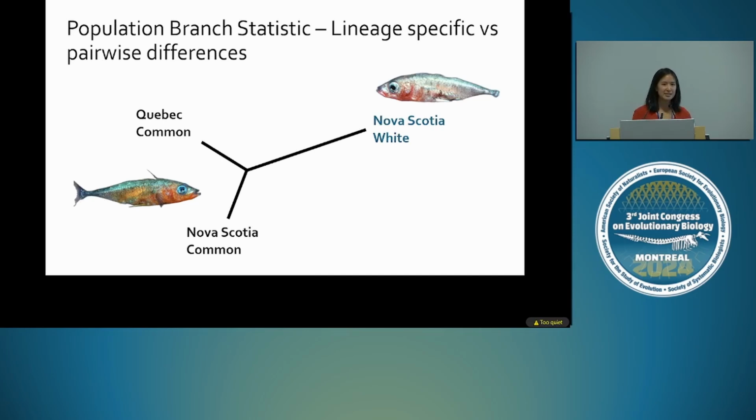So PBS is very similar to FST, but instead of looking at pairwise genetic divergence, you can include a third outgroup population to look at lineage-specific differences. And by computing PBS branch lengths, one can look for regions that might be under selection.